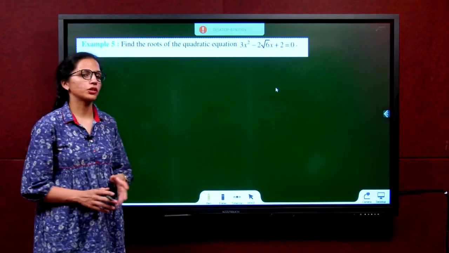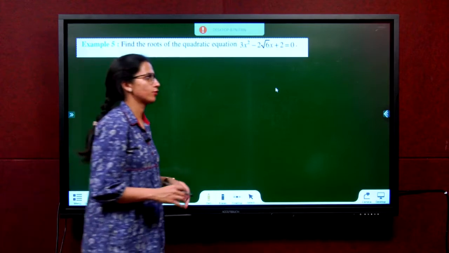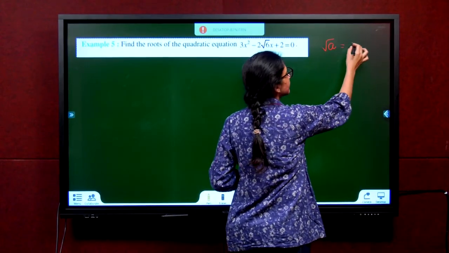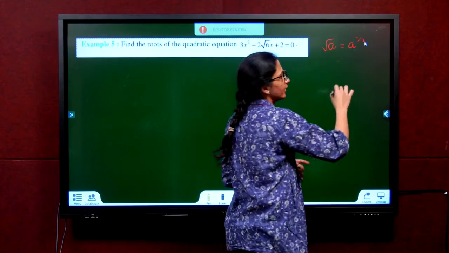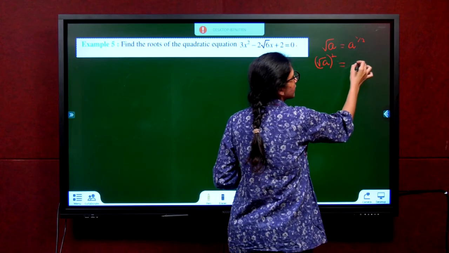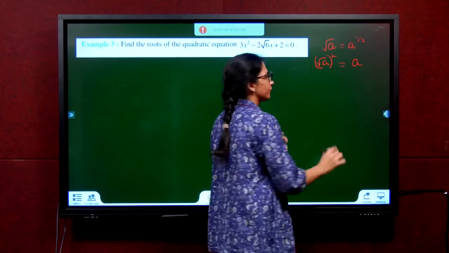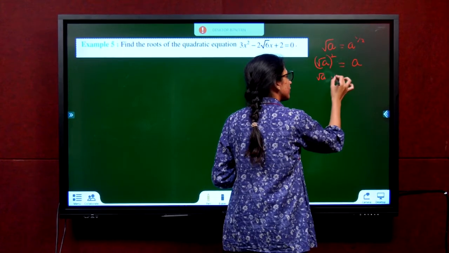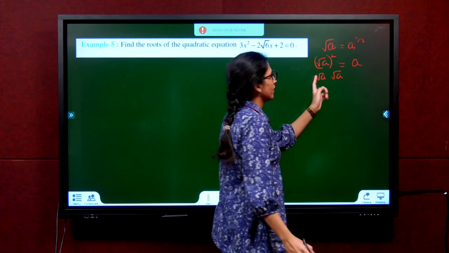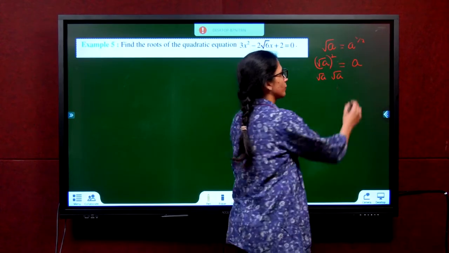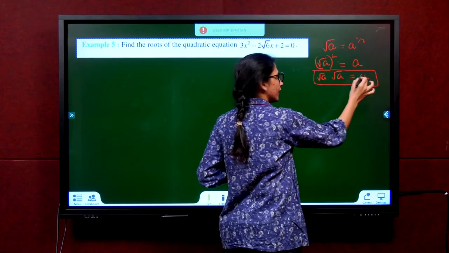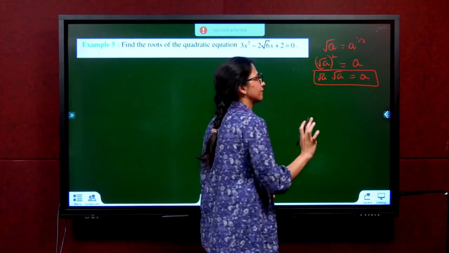Before we do the next question, let's understand some basic things about root. Root a means a power half, okay? Root a the whole square is nothing but a itself. Root a into root a is nothing but root a the whole square, just like x into x is x square. What is that? A. So this is very important. Root a into root a will give you a itself.